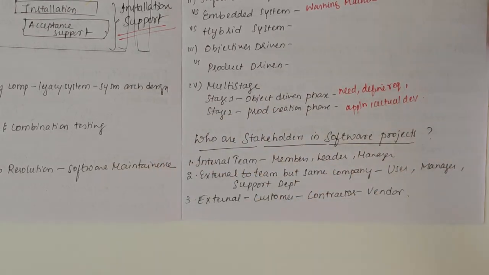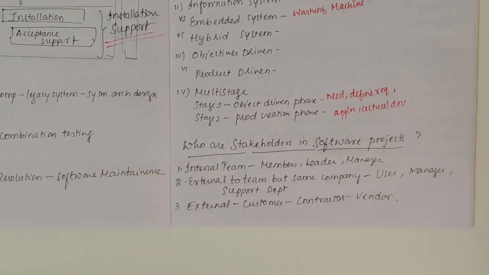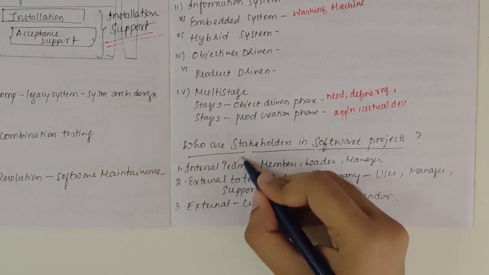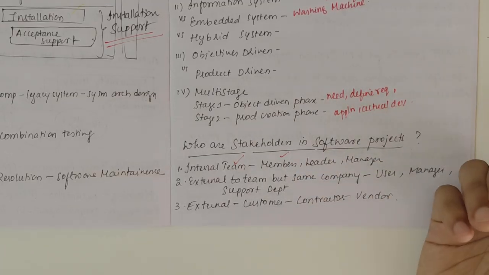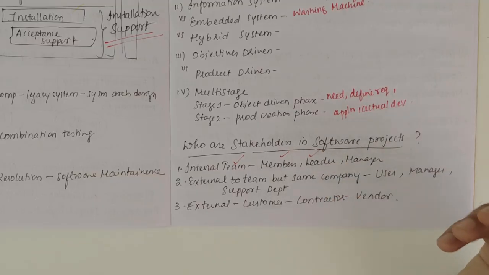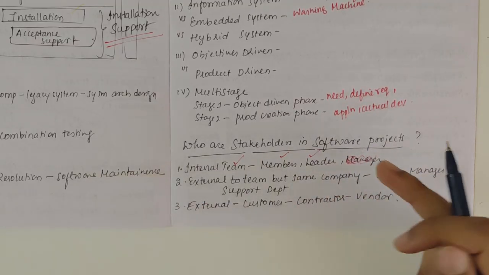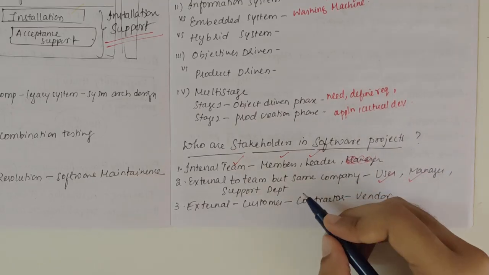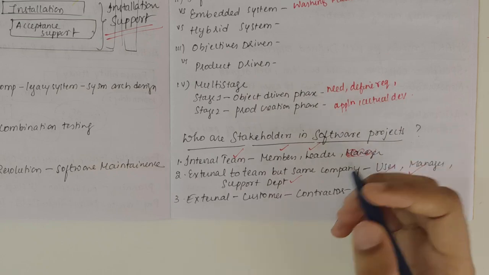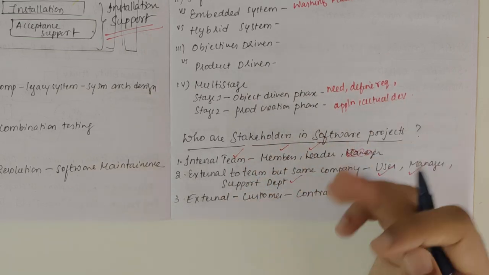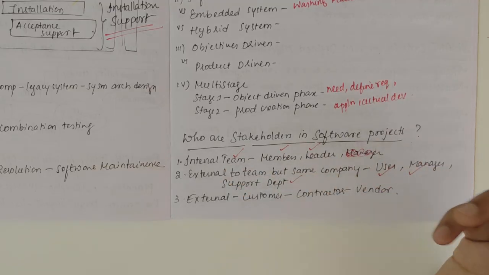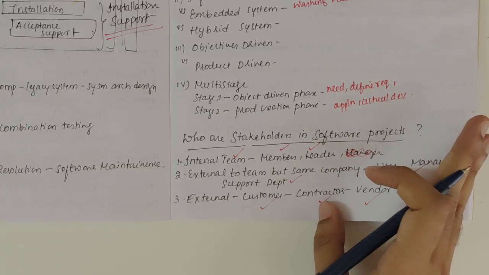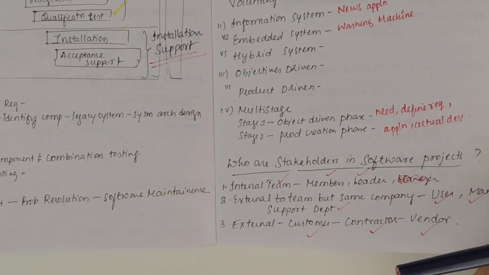Next, who are the stakeholders in our software project? Speaking of the internal team, the members could be the stakeholders, or the leader could be the stakeholder. Coming to external to the team, but same company, here we have the users from other departments, other teams, or the manager of a particular team, or the support department. Next we have external. These stakeholders are neither a part of our team nor a part of our organization. They could be the customers, the contractor, or the vendor. So this was about the stakeholders who play a major role in software projects.